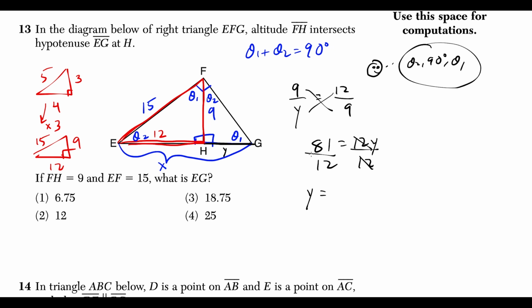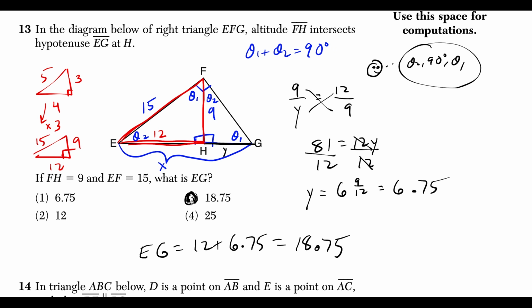If we do the division here, first I think that 12 times 7 is 84, which is too much. So 12 times 6 is as close as we could get, and 12 times 6 is 72, so we have a remainder of 9 over 12. So this is equal to 6 3/4, which is 6.75. Remember, this was the length of Y. If I want to find the entire distance EG, I'm just going to add 12 plus 6.75, and this is going to be 18.75, which is going to match up with choice 3.